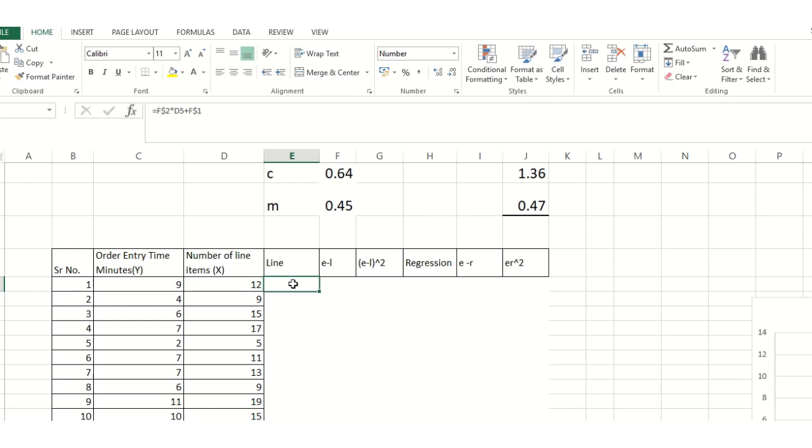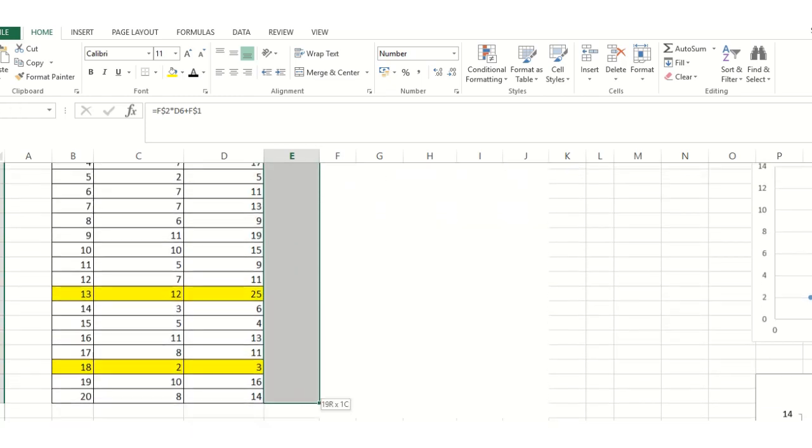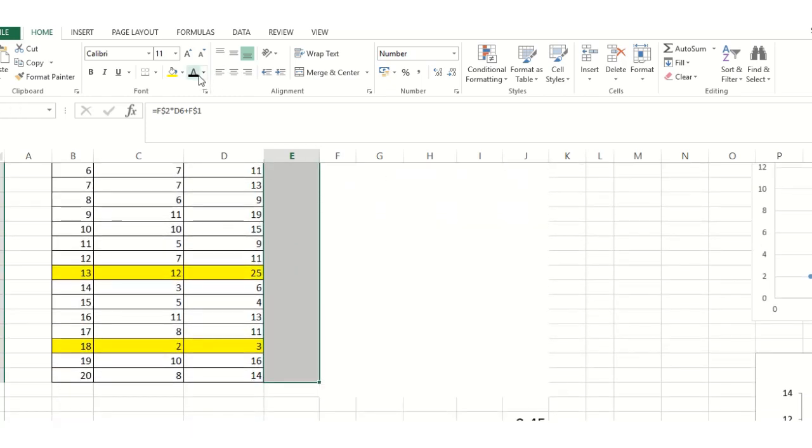So y is equal to mx plus c. y is what we need to calculate. m is equal to 0.45 and x is 12, plus c is 0.64. So when we substitute these values, we get 6.09. Similar to that, I am calculating all the values.